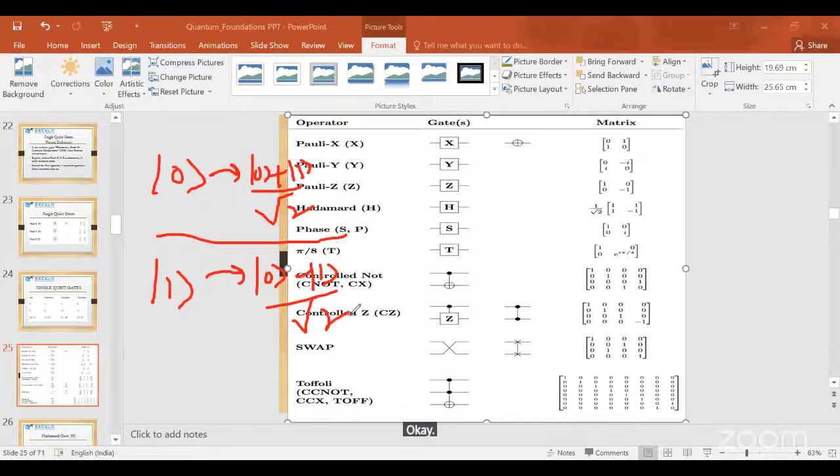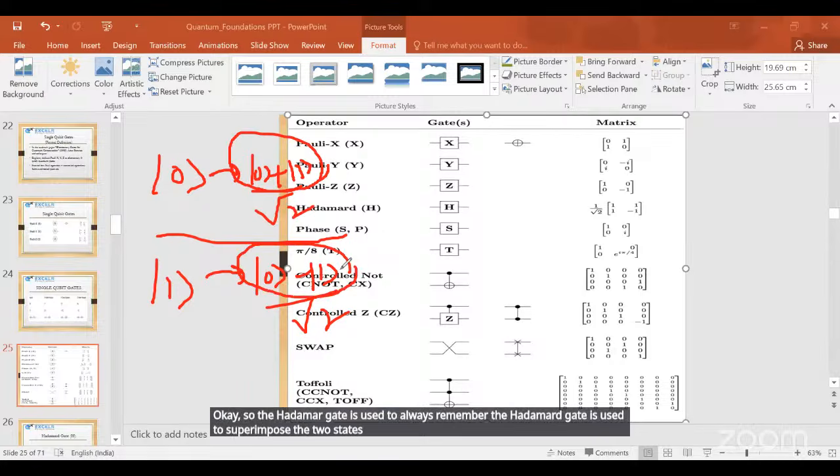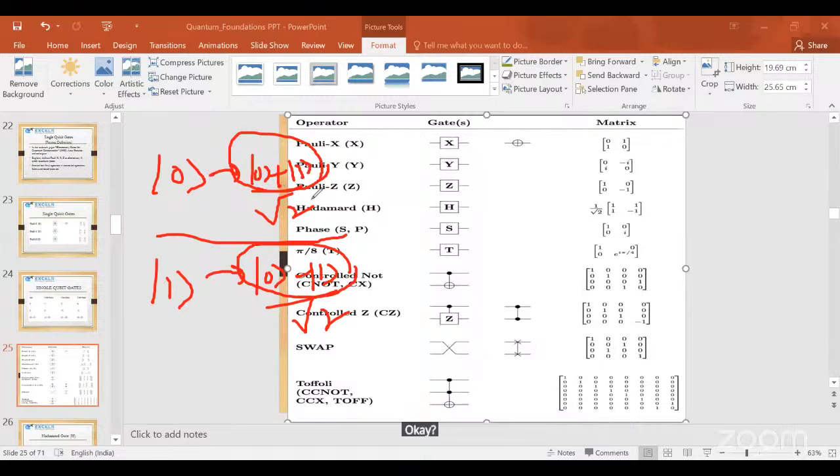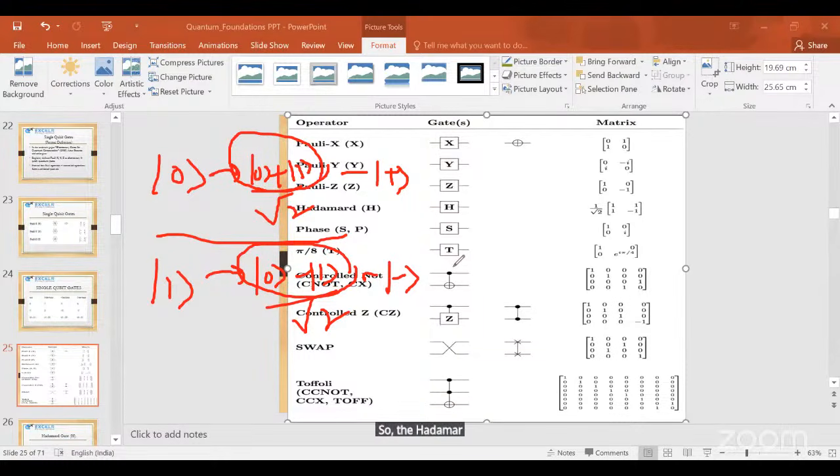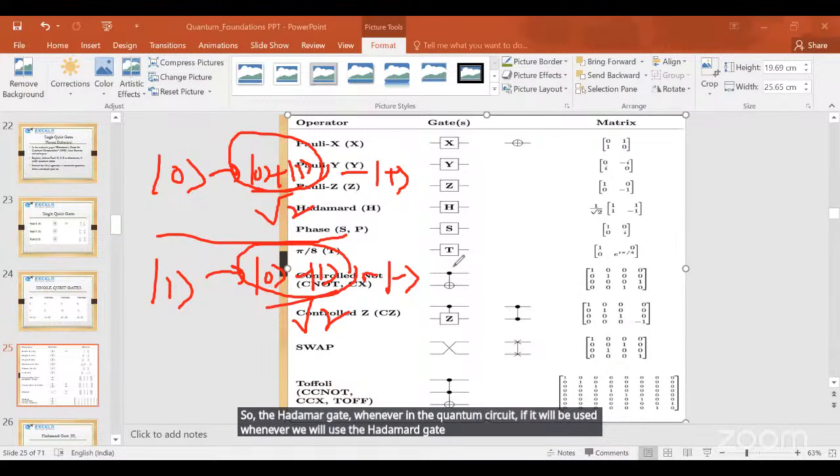So always remember, the Hadamard gate is used to superimpose the two states. This state is called the positive state. This state is called the negative state. Positive cat, negative cat. So whenever the Hadamard gate is used in a quantum circuit, it means we are superposing the inputs.